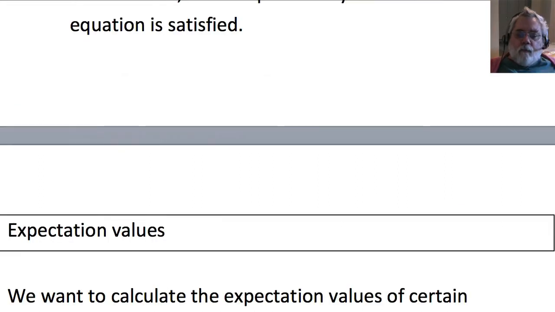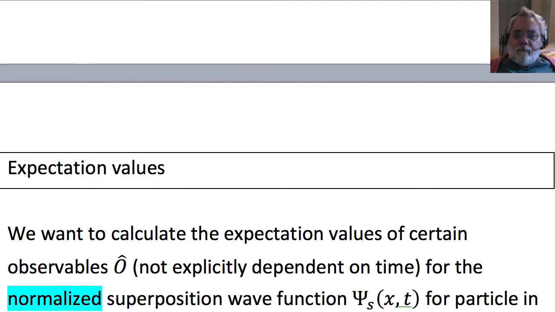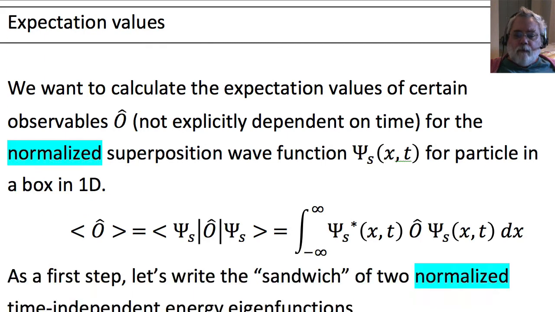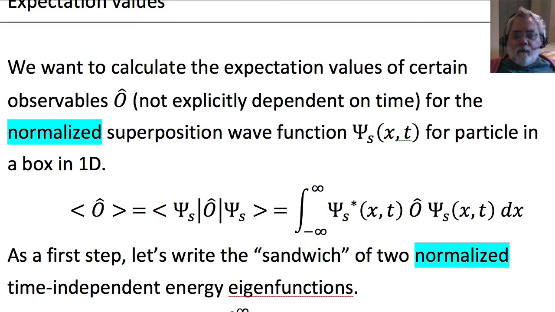Expectation values. We want to calculate the expectation values of certain observables. In this lecture, they're always going to be not explicitly dependent on time. For the normalized superposition wave function psi sub s for particle in a box in one dimension. So we can do some work keeping the observable O generic, and then that'll save us some work later when we plug in specific observables. So we'll start by keeping the observable O generic.